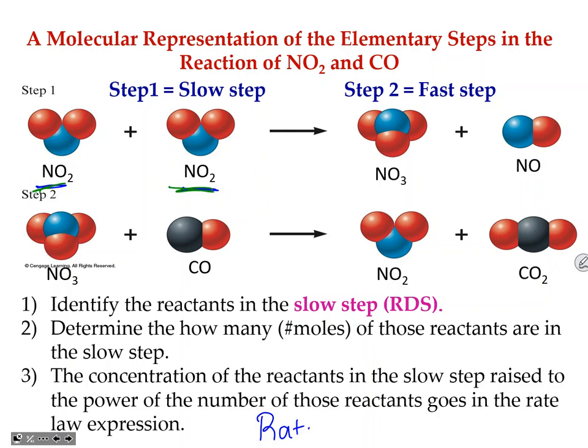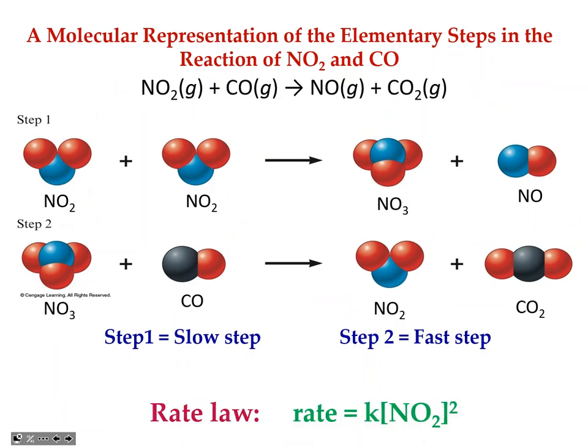Rate equals k. Here are the reactants of our slow step: the concentration of NO2. And since there's two of them, it's second order. So because that one has two moles and it's the rate determining step, that means the NO2 is going to be second order here. And that's how you would find the rate law.